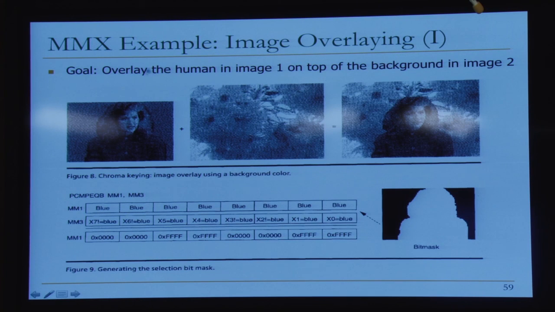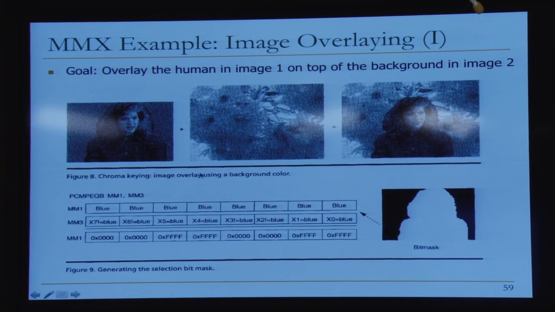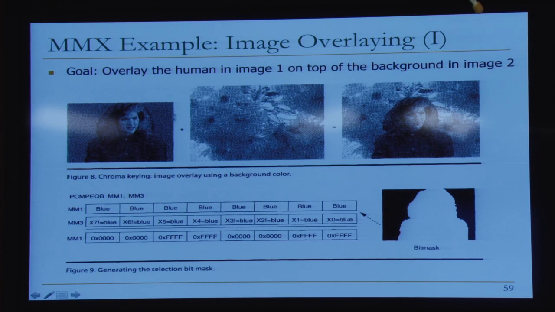Okay, so one example of the power of this. Let's assume we're overlaying this human image 1 on top of the background in image 2. And assume that these are all the same sizes. It's called chroma keying. Basically, what we would like to do is to form a bit mask of this image first. Assume that this background is blue. You cannot see it, but it's blue. And this lady is not wearing anything blue. That's a good assumption for now. You can develop image processing techniques that can get rid of those assumptions probably, but let's not go into that now.